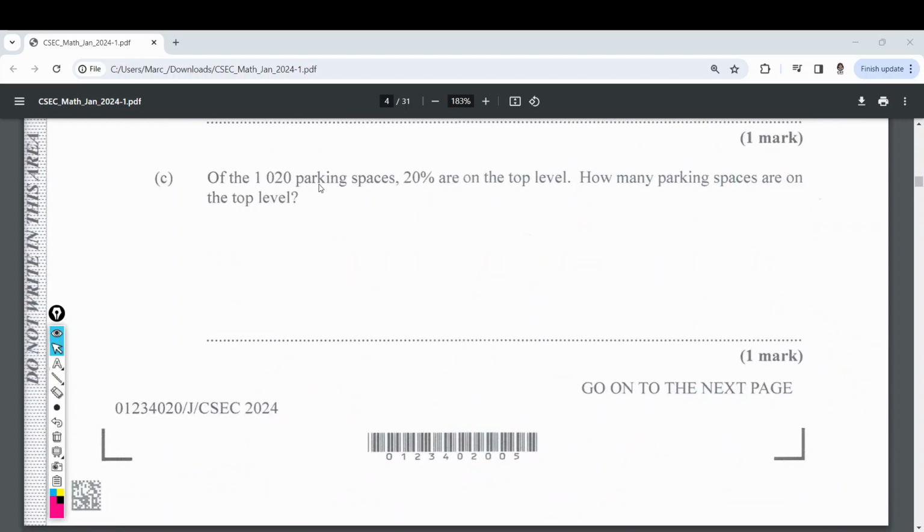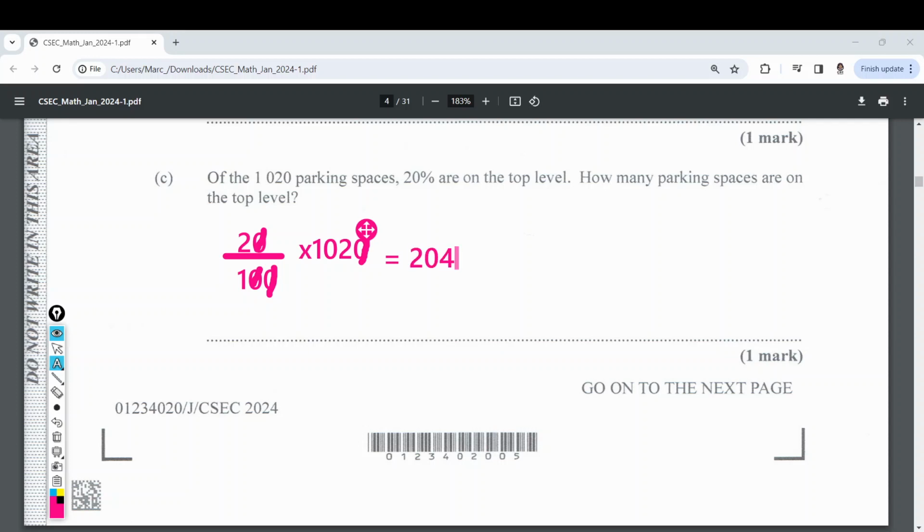Okay. All right. So the next thing says here, of the 1020 parking spaces, 20% are on the top level. How many parking spaces are on the top level? So this is really simple, guys. We're just going to say 20 over 100, and we need to multiply that by 1020. Very, very simple question. You just need to find 20% of the cars in the lot. And this is really easy, guys. This zero cancels that zero, and this zero can cancel this zero by the two. So 2 by 102 is just going to give us 204.